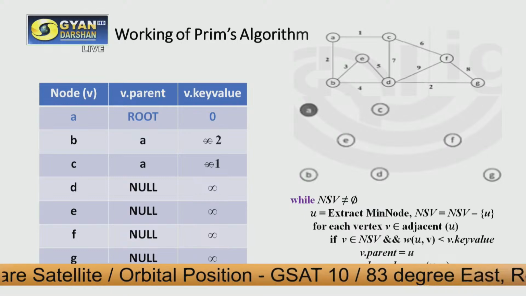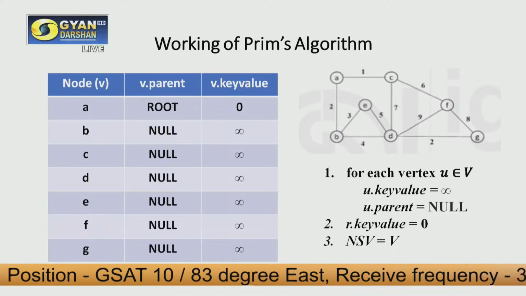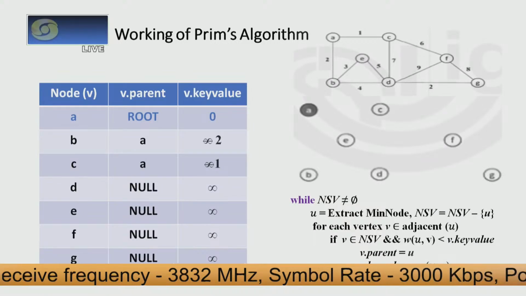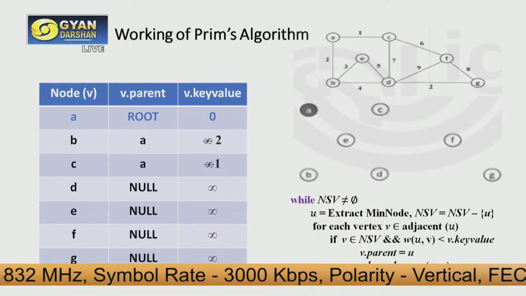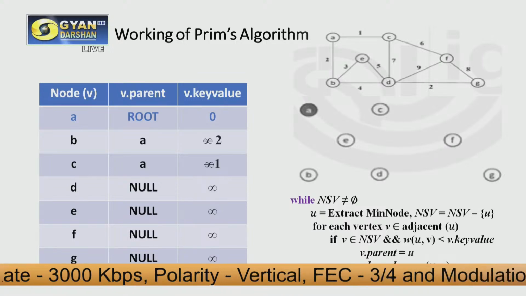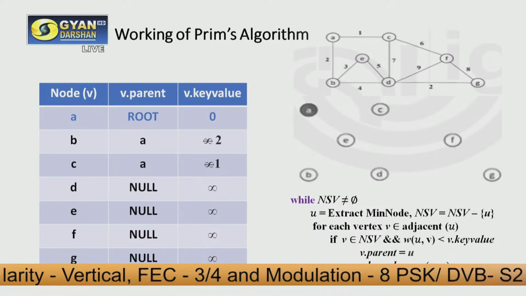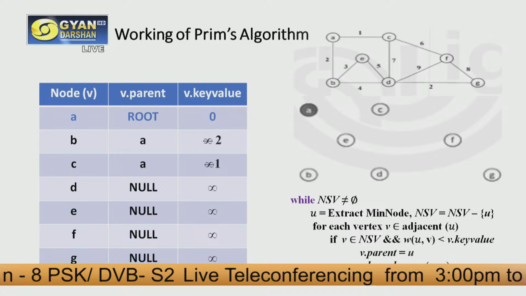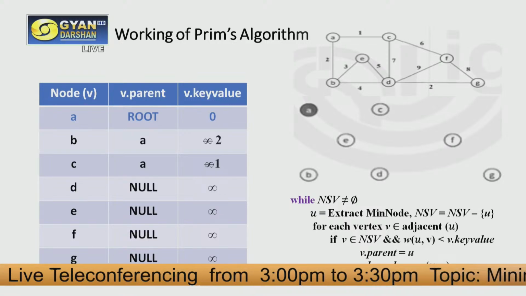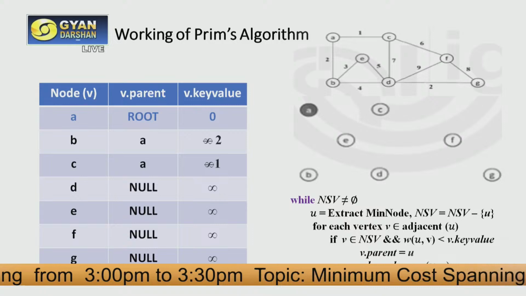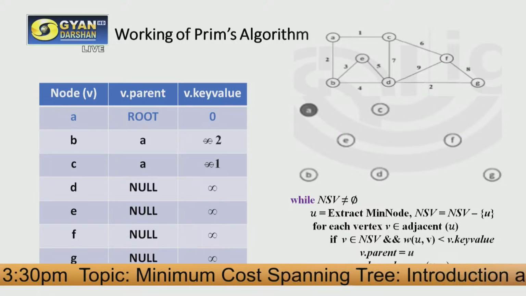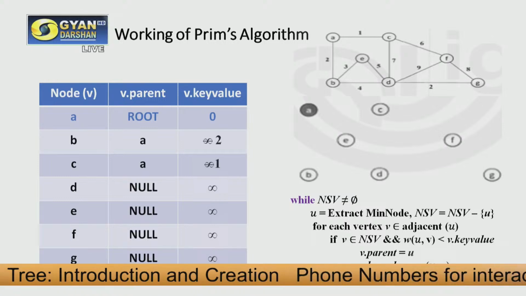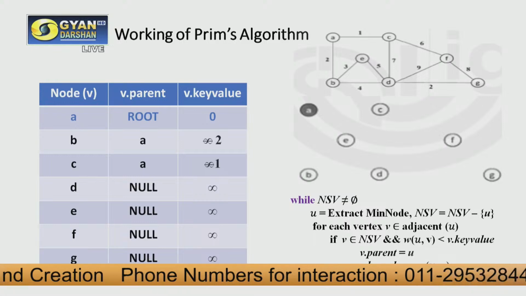So in the previous slide we can see that the value of B and C was initialized to infinite, but now because the weight from A to C and A to B is lesser than infinite, that infinite value is modified equal to the actual weight of the path from A to B and A to C. So for B its parent will now become A because it is reachable from A, and for C also the parent will be A, and its weight or key value will be 2 and 1 respectively for B and C.